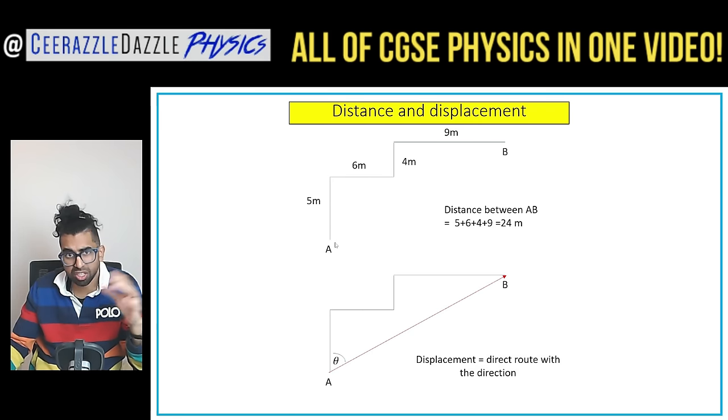Distance versus displacement. So this is going to be scalars versus vectors one more time. Over here, we've got an object A and it's trying to get to B. First of all, it moves 5 meters up, 6 meters, 4 meters and 9 meters. Total distance is an addition of them all, 24 meters. The displacement is simply the direct route from A to B over here. There we go. And measuring that distance over here, obviously, because it's a vector, we're going to have to put the angle theta. So distance is a scalar quantity and displacement is a vector quantity because it does have a size and it now has a direction.